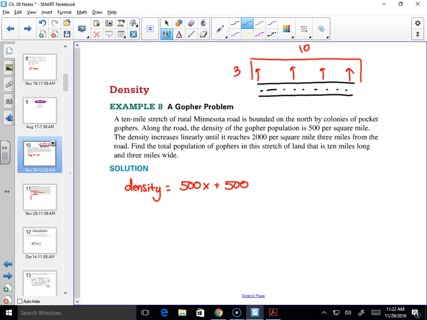And if you think about the unit of density, what's the actual unit? What's density measured in? Gophers per square mile.